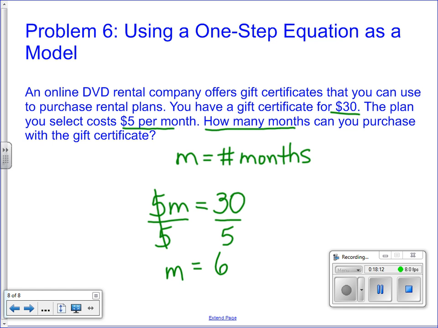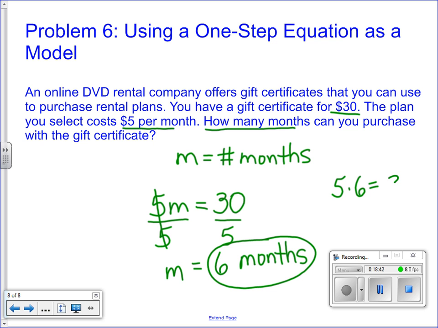And then every time that you have found your answer, you want to make sure that you label it in a real-life type problem. And since M represents months, we want to label our answer months. So our answer is 6 months. Now to check this out, you want to make sure that you have a reasonable answer. All right, so it says the plan costs $5 per month. And if I have it for 6 months, $5 times 6 months would be equal to 30, which is the amount of my gift certificate. Therefore, I have a reasonable answer.